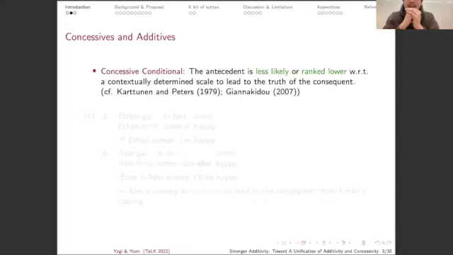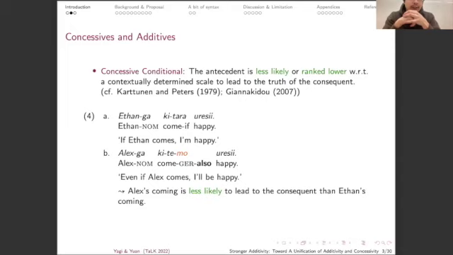Concessivity can be more clearly observed in the next example, shown in 4. 4A means if Ethan comes, I'm happy in Japanese. And in 4B, we are again putting the additive particle mo at the end of the antecedent clause. As discussed by much previous work, concessivity means that something, the prejacent of the particle, is less likely than something else. For instance, in this context, Ethan's coming is more likely to lead to the consequent than Alex's coming.